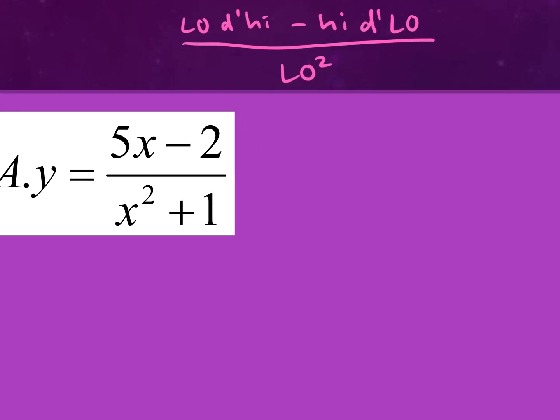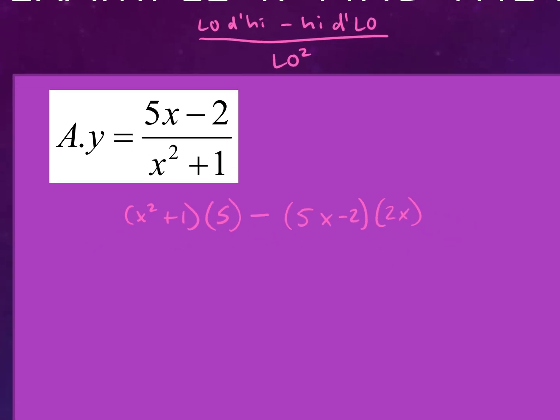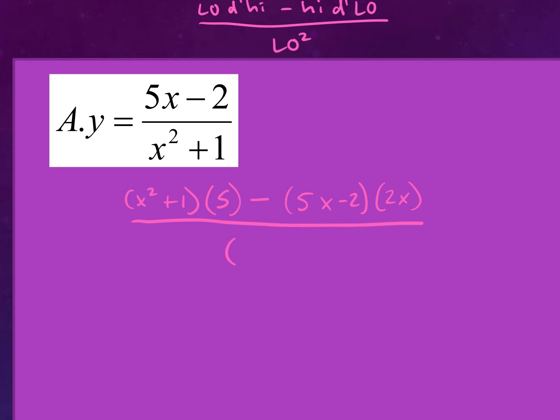So low is going to be what's down low, so the denominator. So that would be x squared plus 1 times the derivative of what's up high. So d high stands for the derivative of what's up high. What's the derivative of 5x minus 2? 5. Perfect. Minus high, so that's what's up high, 5x minus 2, times the derivative of what's down low. So d low is the derivative of the bottom. What's the derivative of x squared plus 1? 2x. Over low squared. So our denominator squared. X squared plus 1 squared.